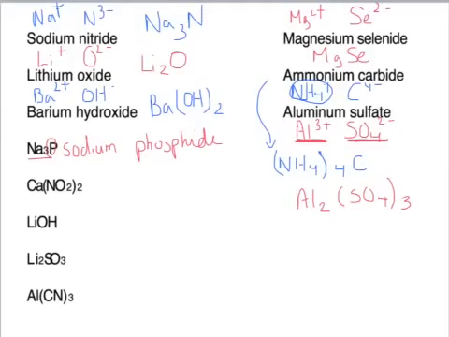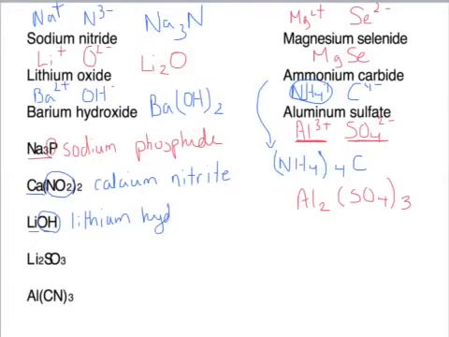Next one, this is calcium. And then this right here is a polyatomic ion. This is nitrite. Again, no prefixes, you leave it as is. Next one, this is lithium. And then this is a polyatomic ion. That's hydroxide.